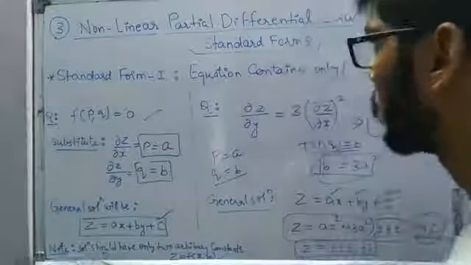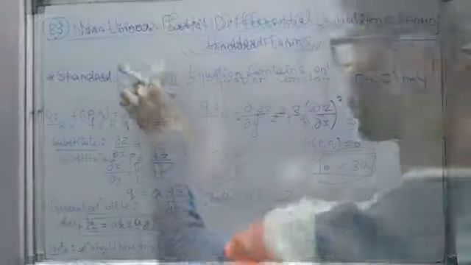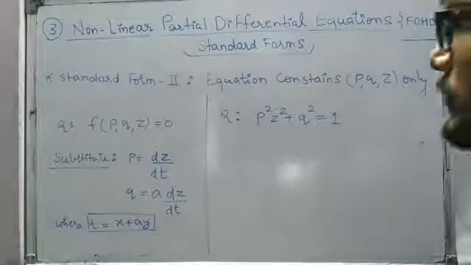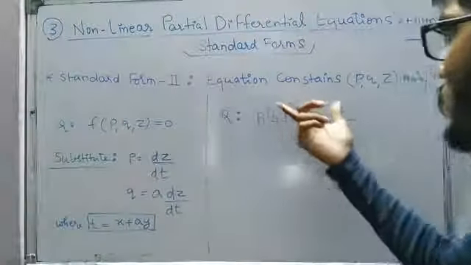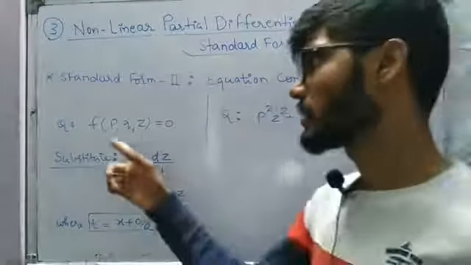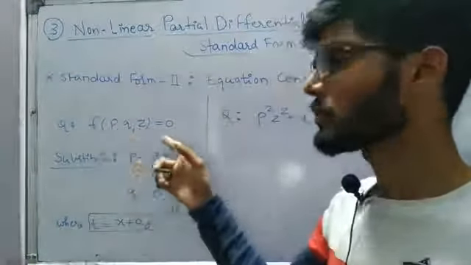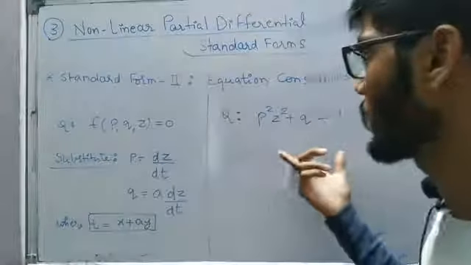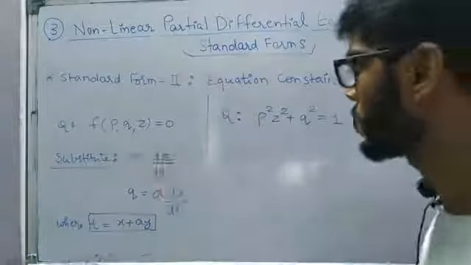And now let us talk about standard form 2 also. In the case of standard form 2, we are going to have an equation that contains p, q and z also this time. So instead of function f(p, q) = 0, we are going to have the problem as function f(p, q, z) = 0.